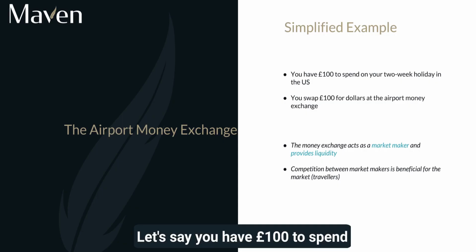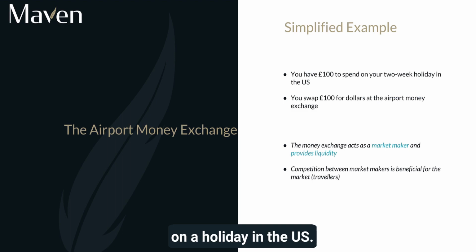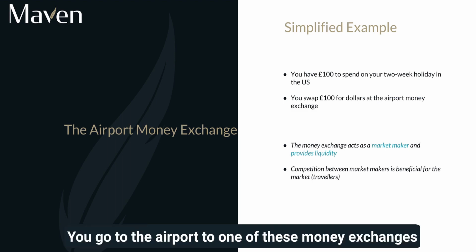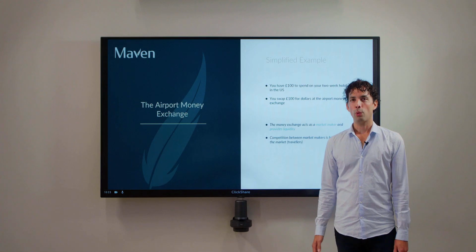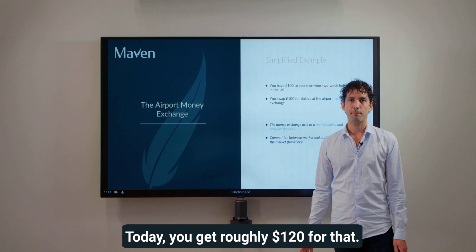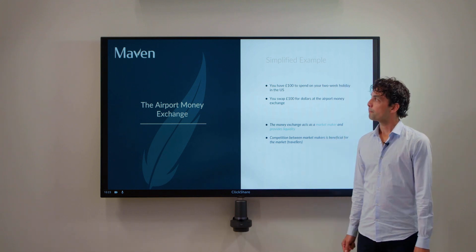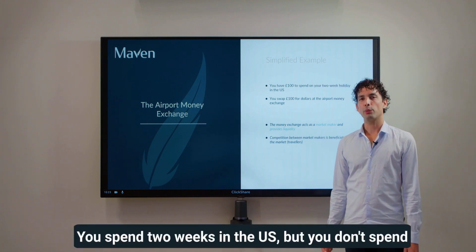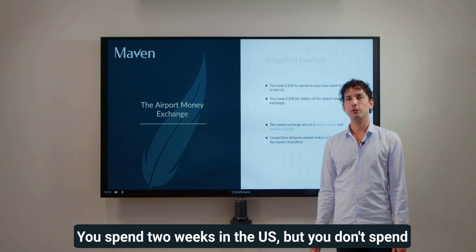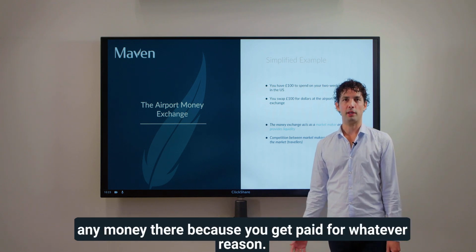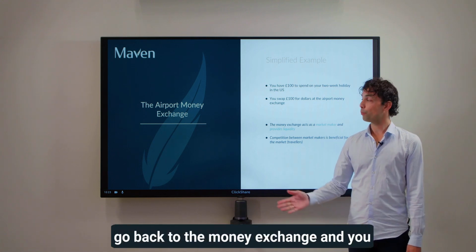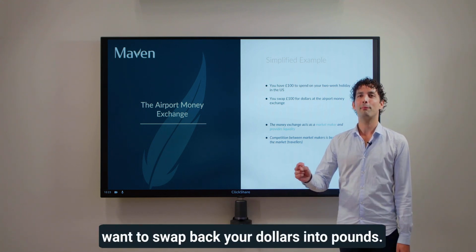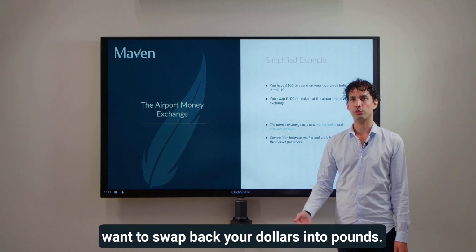Let's say you have £100 to spend on a holiday in the US. You go to the airport, to one of these money exchanges, and you want to swap those pounds into US dollars. Well, today you get roughly 120 US dollars for that. You spend 2 weeks in the US, but you don't spend any money there, because you get paid for whatever reason. Now you return to the UK, and you go back to the money exchange, and you want to swap back your dollars into pounds.